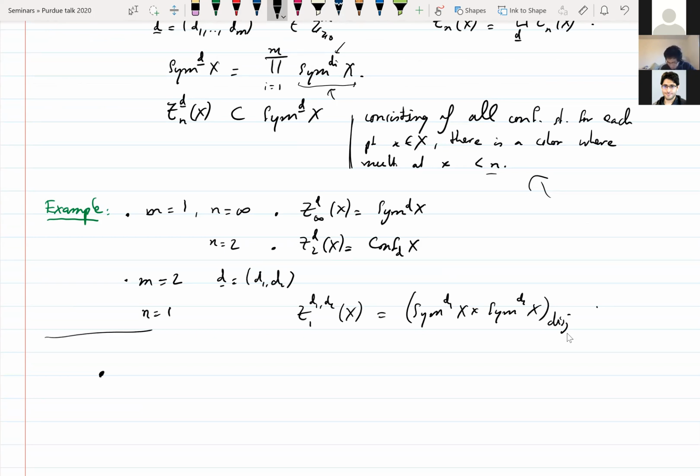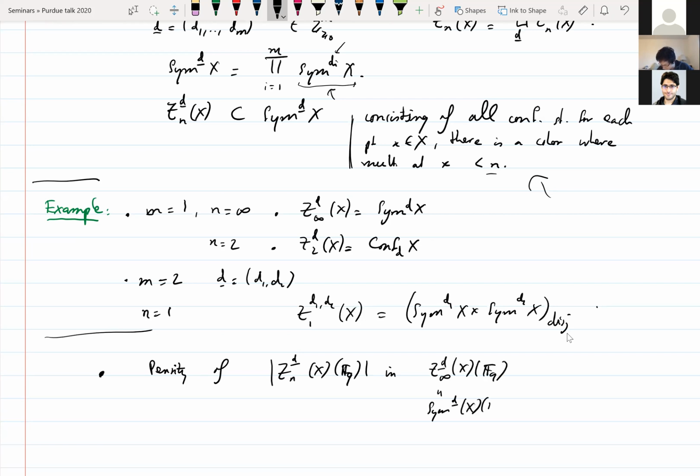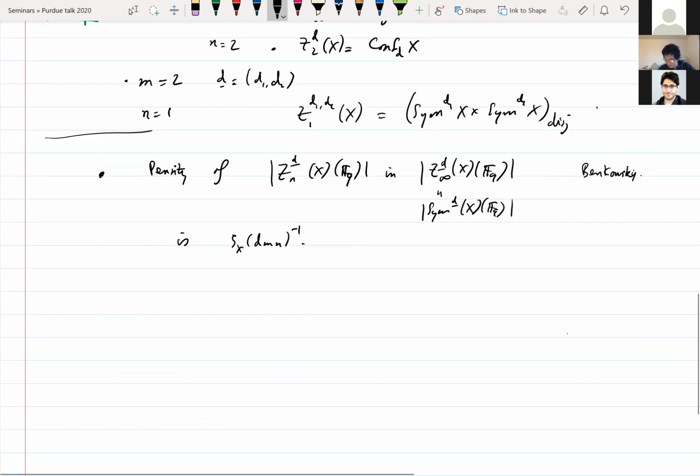The density of Z d n X over F q in Z d infinity, or the same Sym d, is precisely zeta of x d m n inverse. And so you see that this specializes to those two examples that I had earlier. This theorem is very classical, due to, I think, Minkowski, I think in the 80s or 70s.